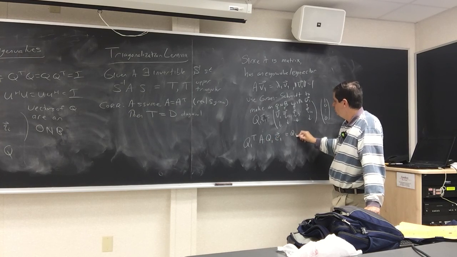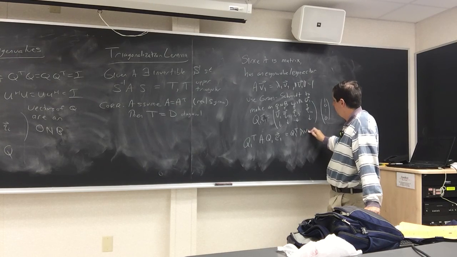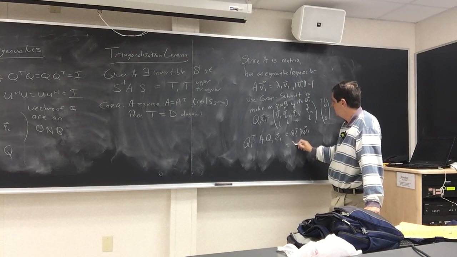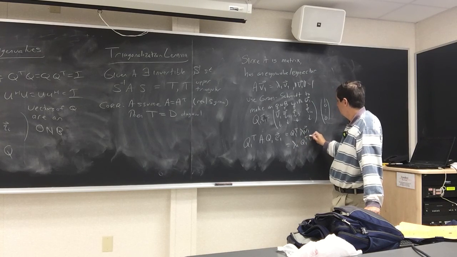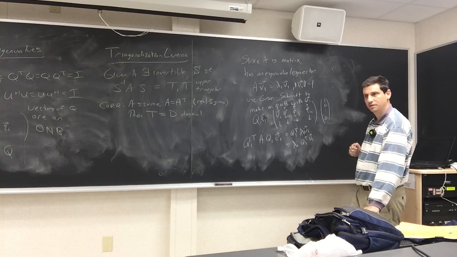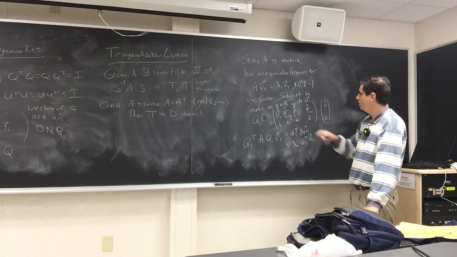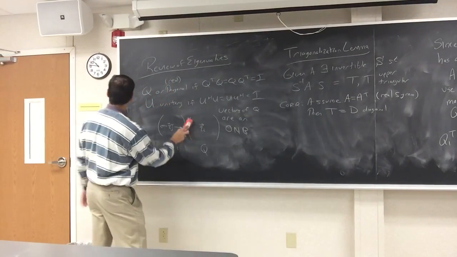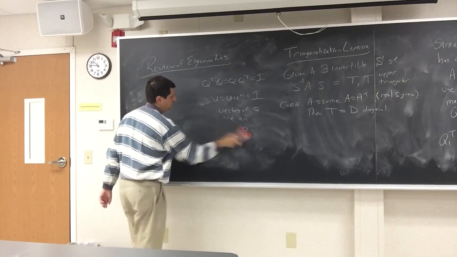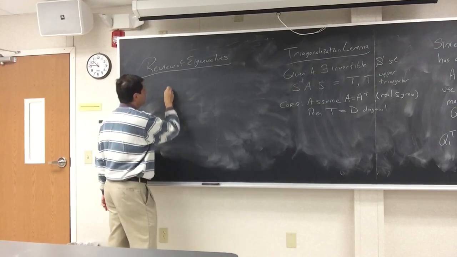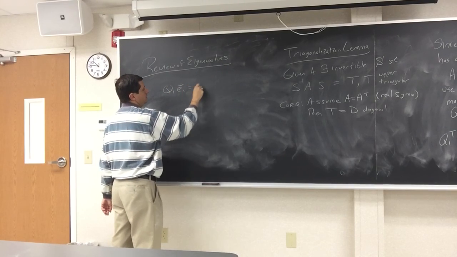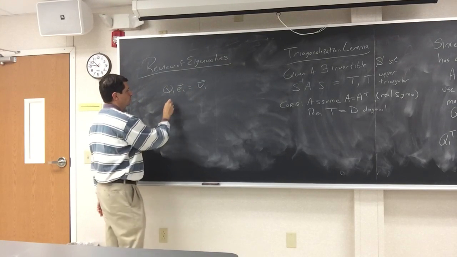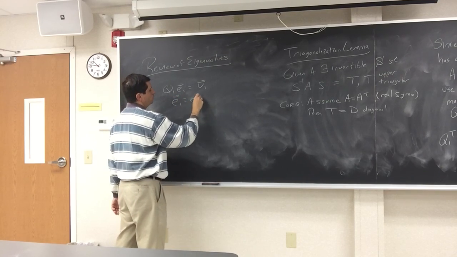So this is going to just be Q1 transpose of lambda 1 V1. So just lambda 1 Q1 transpose V1. Let's recap. We have Q1 of E1 is V1. So E1 is Q1 transpose of V1.